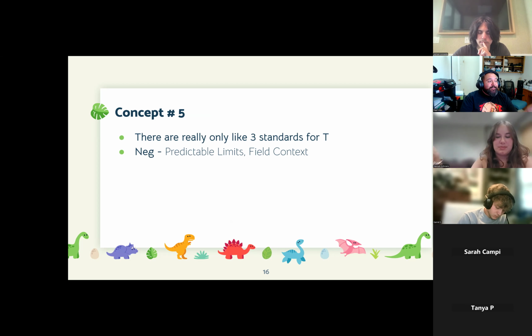I'll give you a hint. One of them is also field context. But what's the other one? You're the AF. They said you should be really limited. What do you say?